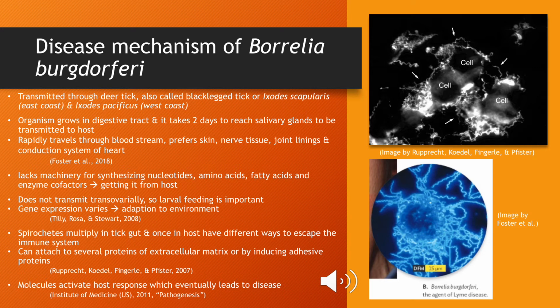It does have varying gene expression in order to adapt to the environment, and that is important so it can switch between the tick and the mammal. For example, the pH in mammal and the tick is different, and the temperature is also different. The spirochetes, like I already said, multiply in the tick gut, and once inside the host have different ways to escape the immune system.